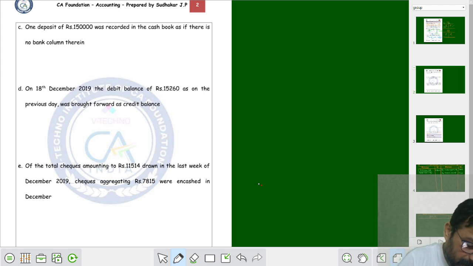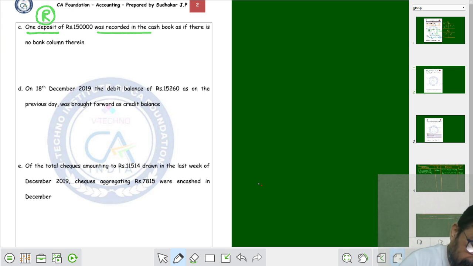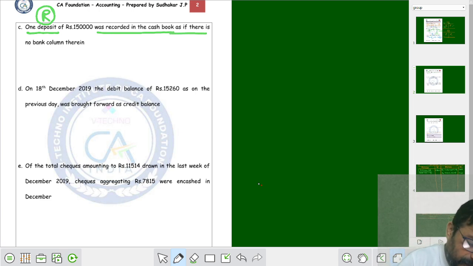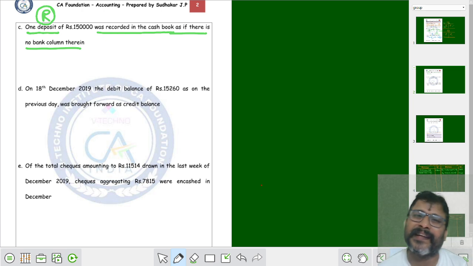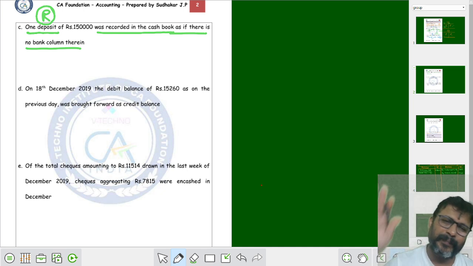One deposit. What actually they have given? Deposit means what? A receipt. Was recorded in the cash book. Oh, it was recorded in the cash book, entry done. As if there is no bank column. See how much confusion a question paper is creating. Usually the student will understand that it was entered in the cash book. Oh, it was done in the cash book. So take it in BRS because not recorded in passbook.